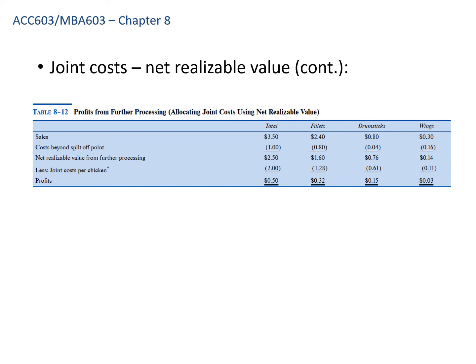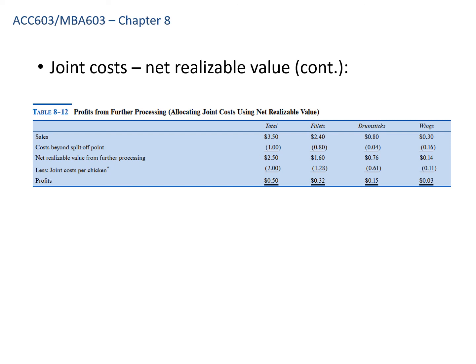So in this case here, I have the selling price in total, okay, and then I have the selling price for fillets, drumsticks, and wings, and I have the cost beyond the split off point. So I've got net realizable value of $1.60 for fillets, 76 cents for drumsticks, and 14 cents for wings. So I can take that total, and I could then take the joint cost of $2, and I can give fillets a percentage that is equal to $1.60 divided by 250, the total. So I'm giving it its allocation based on NRV. Drumsticks would get a fraction that is 0.76 divided by 250 times $2.